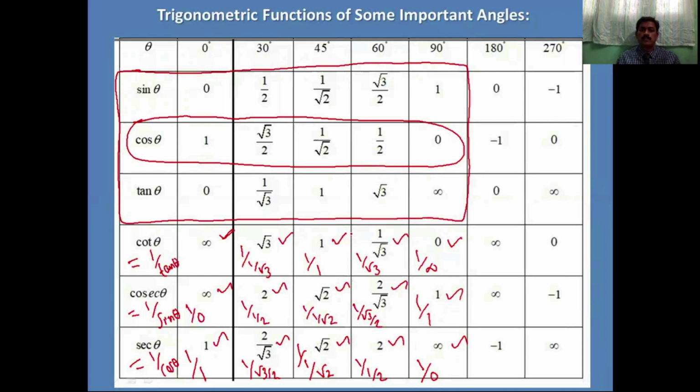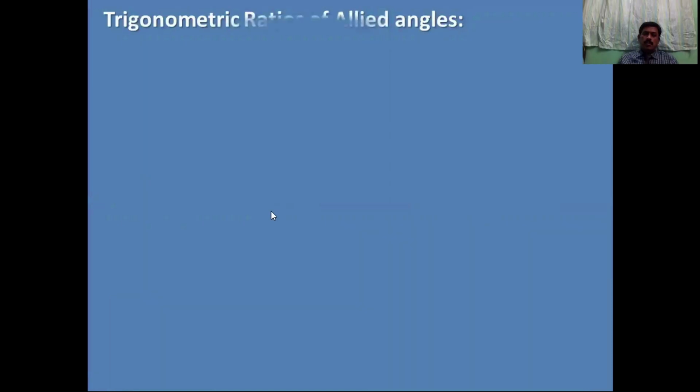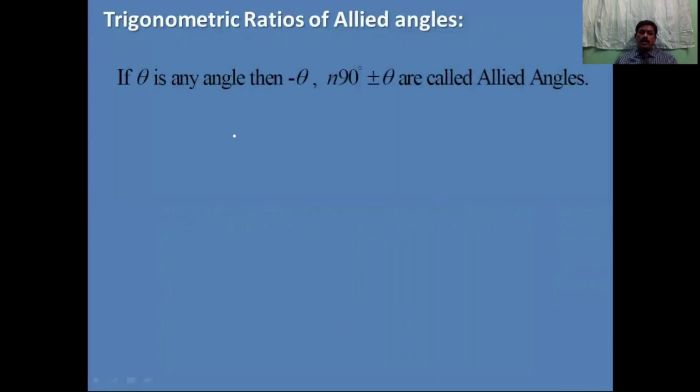So by using the sine theta, cos theta, tan theta angles, we can easily write cot theta, cosecant theta, secant theta angles. Now we are going to see how to find the angles other than this using the allied angle form. Trigonometric ratios of allied angles. What is meant by allied angle?